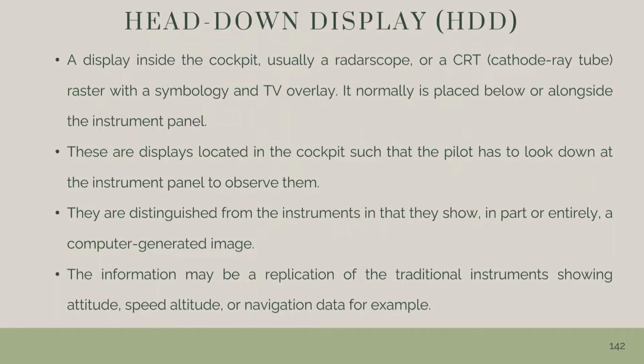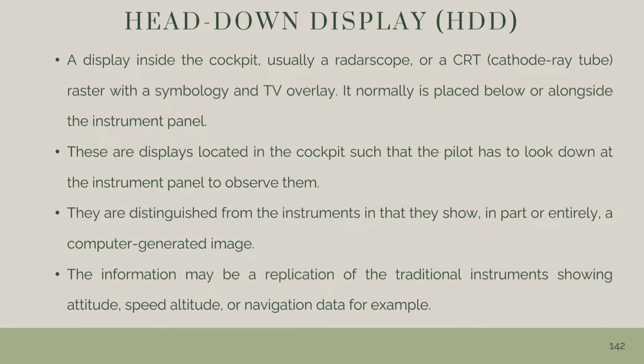Head-down display, HDD, a display inside the cockpit, usually a radar scope or a CRT raster with the symbology and TV overlay. It normally is placed below the alongside instrument panel. These displays are located in the cockpit such that the pilot has to look down at the instrument panel to observe them. They are distinguished from the instruments in that they show, in part or entirely, a computer-generated image.